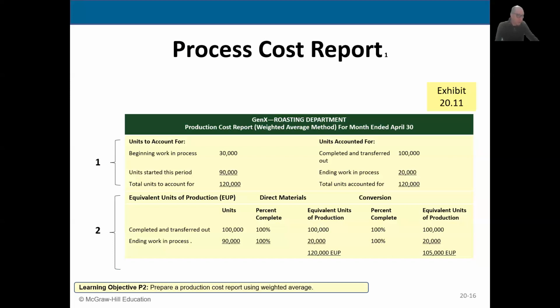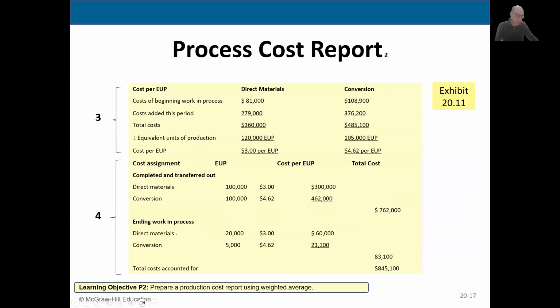The third part of this process cost report is the cost per equivalent unit of production for direct materials and conversion costs. And the fourth step is to assign total costs among units worked during the period, which are, of course, shown here. So 3, step 4.